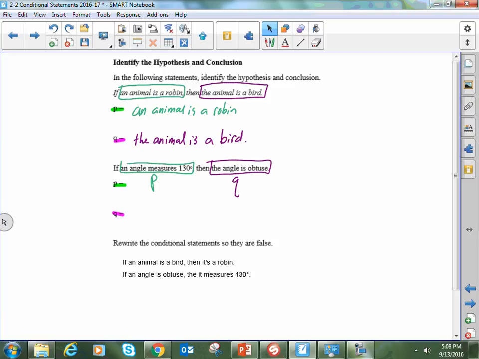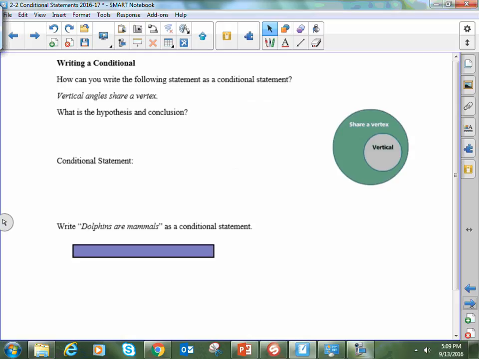Now, the last thing that I want to do here on this idea of what a conditional statement is, here we want to identify what is a hypothesis and a conclusion from a statement that's not written in a conditional form. So here we have a statement that says vertical angles share a vertex. Now, it's not written in a conditional form, and you see on the right-hand side, it's kind of helping you identify what the hypothesis and conclusion is using the Venn diagram. So the hypothesis is going to be talking about something with vertical angles.